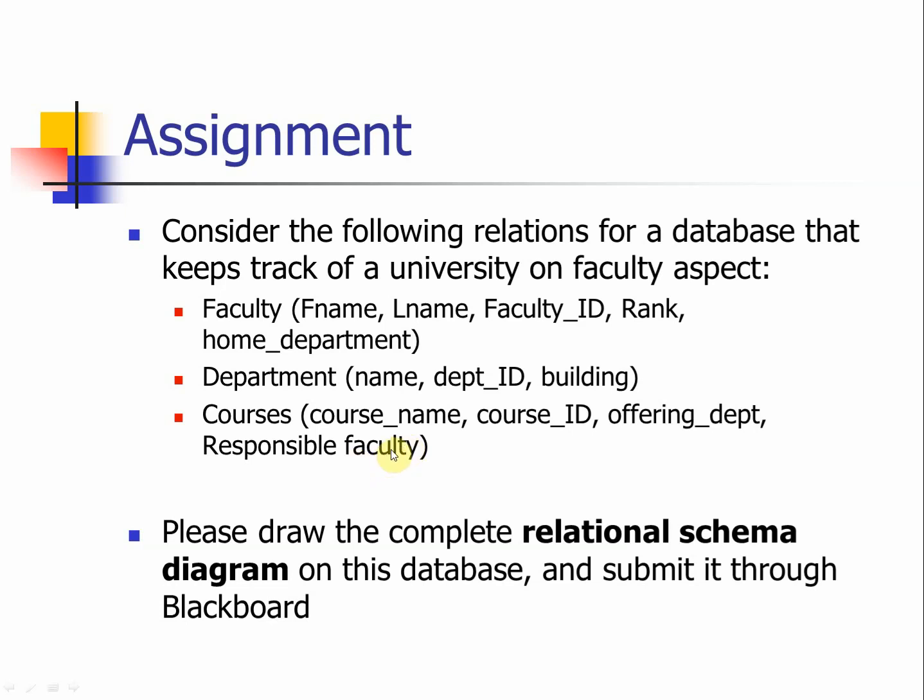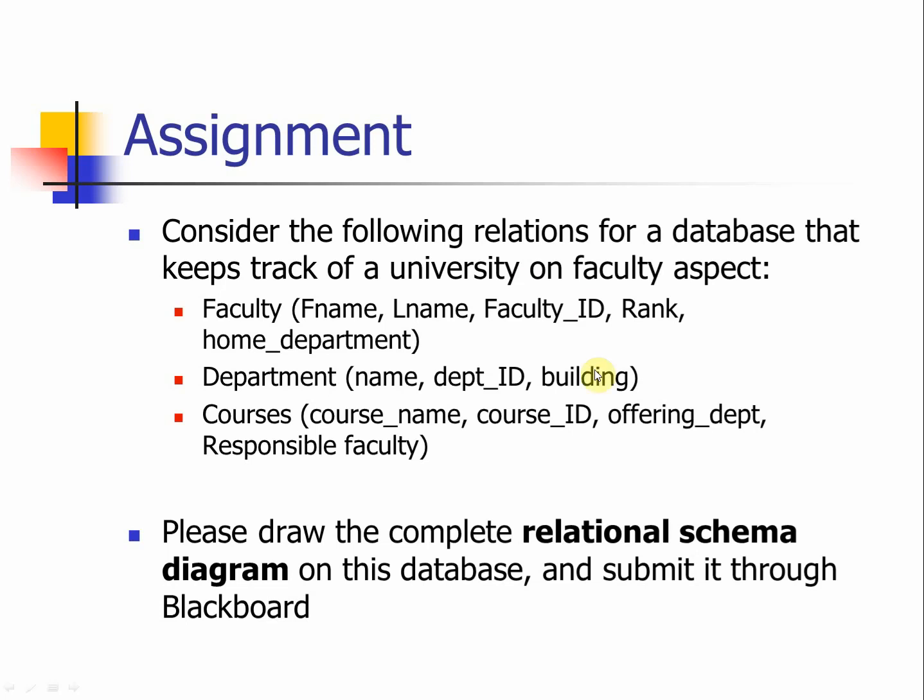So I want you to do this. This obviously defines three relations. Try to draw the relational schema diagram based on the three relations. Provide all the attributes listed over here, which is pretty simple. Underline the primary key and draw the foreign keys on this assignment.